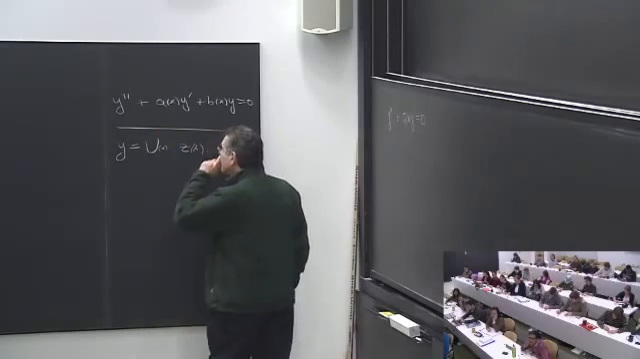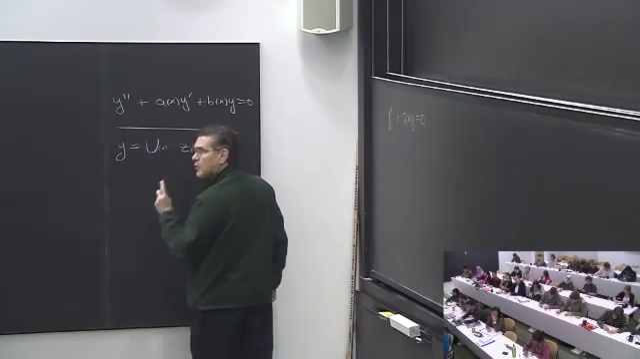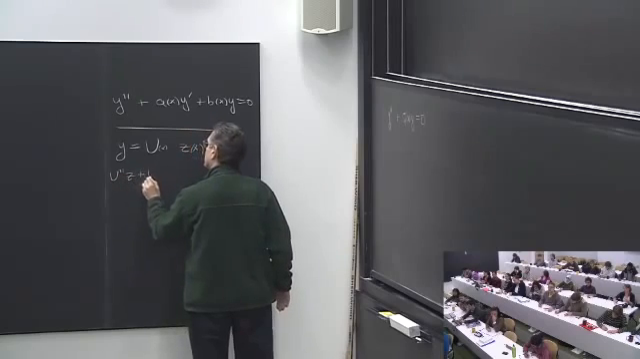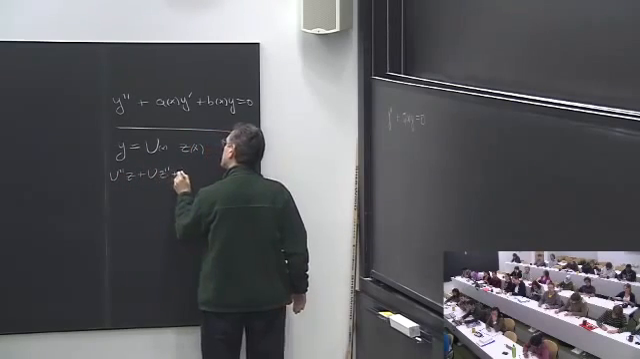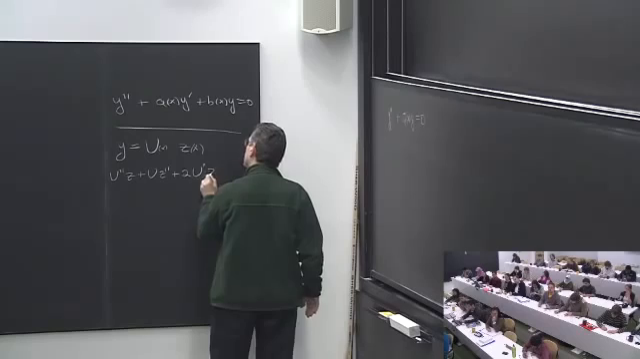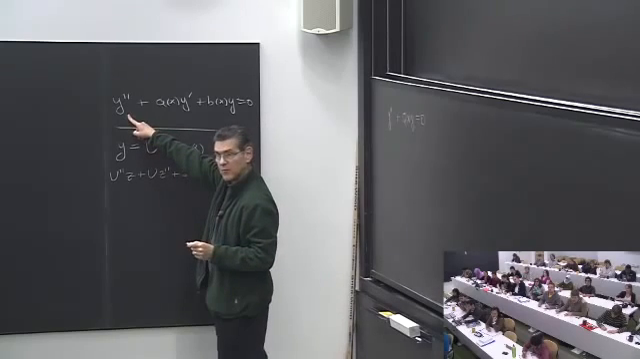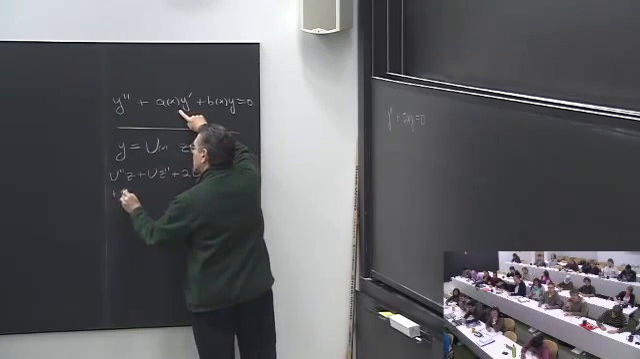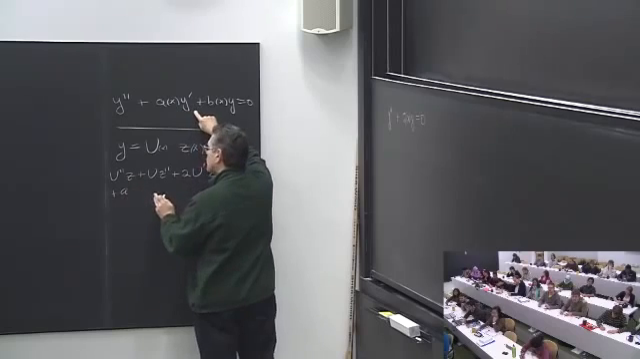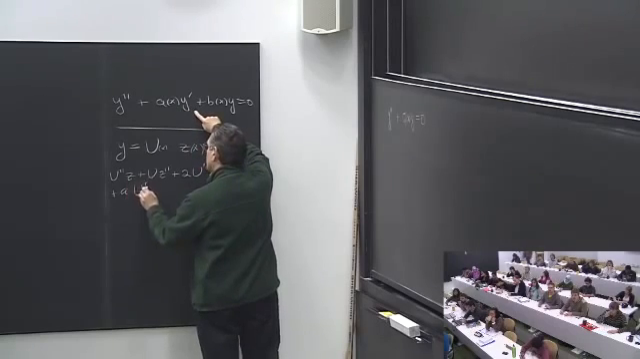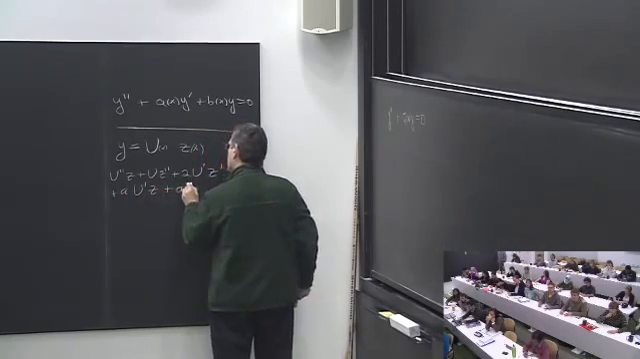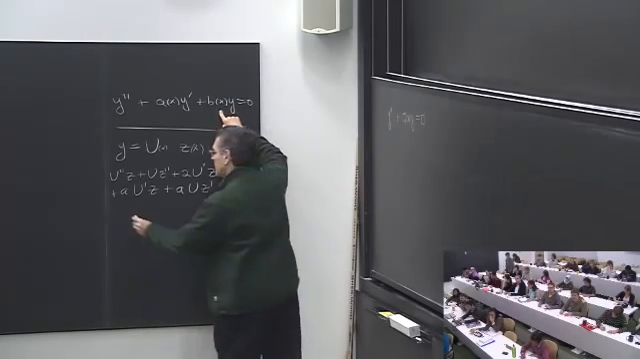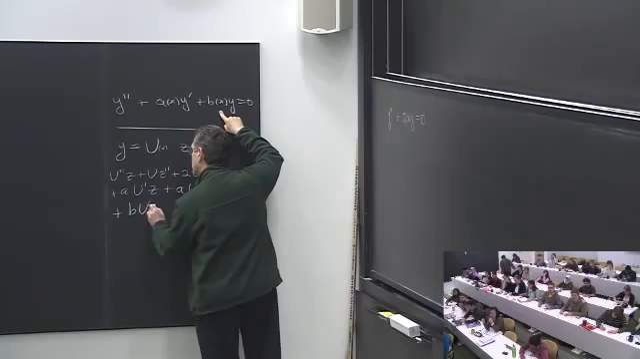Okay? So the y prime prime term gives you u prime prime z plus u z prime prime plus 2 u prime z prime, right? That's what you get from here, right? And from here, you get a times y prime, which is u prime z plus u z prime. And then you have a b term, which is b u z.